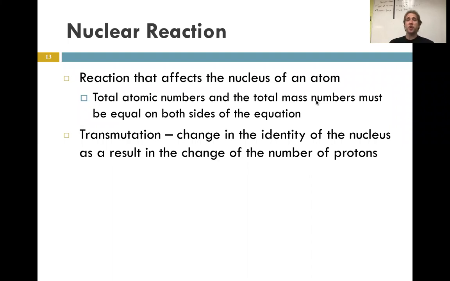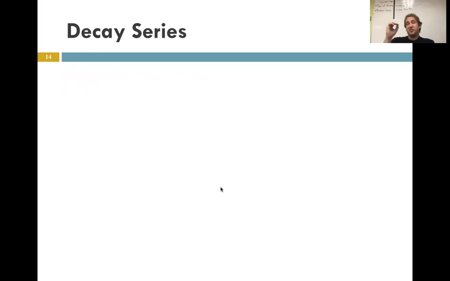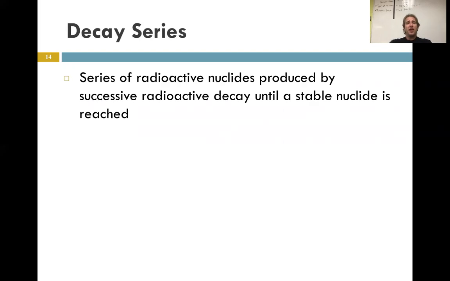We show these using what we call decay series, and there's a couple of terms there we need to talk about. If at any point you need to pause it, feel free to pause it, get your notes, and then we'll keep on keeping on. So we call these a decay series, and we start to show these changes and write these out. In order to write a decay series, we need a couple of terms. Decay series is a series of radioactive nuclides. Remember, nuclide is a fancy name for an atom. And these can be produced by continual or successive radioactive decay.